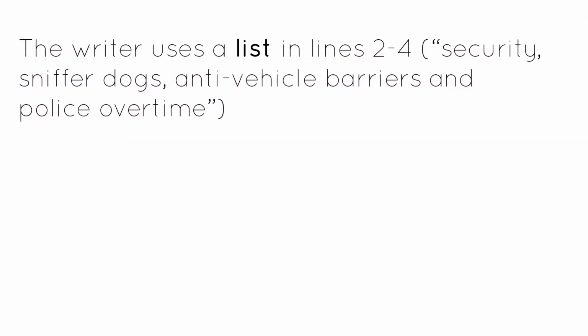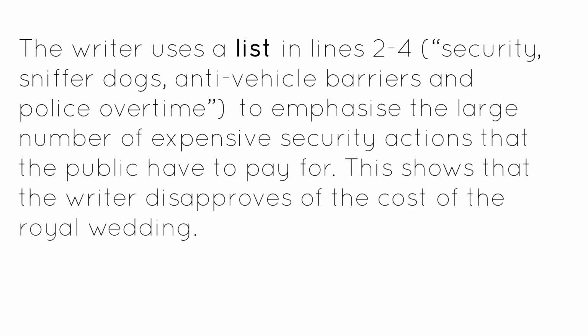The writer uses a list in lines 2 to 4, and I quote the list so that I'm very clear which section of the text I'm looking at for my answer. And now, how does that list make it critical? Why is the writer's attitude to what they're writing about critical, negative here? So it's negative because that list is used to emphasize the large number of expensive security actions that the public have to pay for. This shows that the writer disapproves of the cost of the royal wedding.